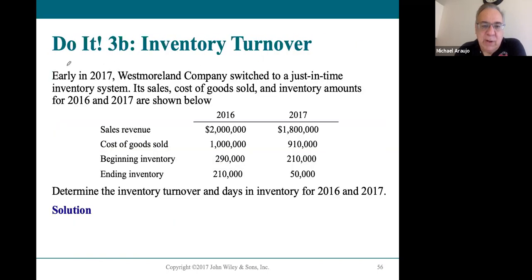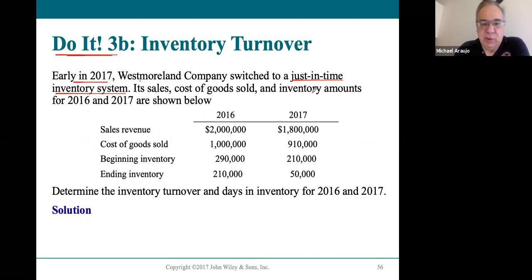Okay, we're going to go right to the Do It exercise because we've basically finished our part of the chapter that we're looking at. And again, it's just looking at the ratios that we just learned. So here we have Westmoreland Company. They switched to something called a just-in-time inventory system, which means they don't want to have a lot of inventory in the back room. They will order inventory quickly, and their distributors will get those products to them quickly, just in time for sales.